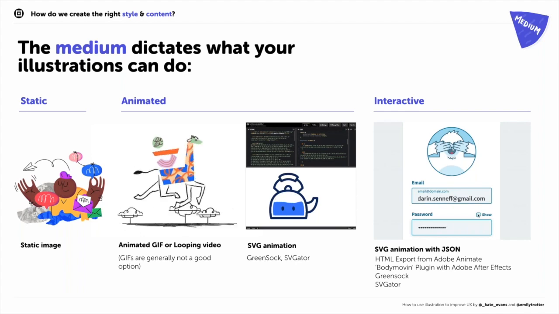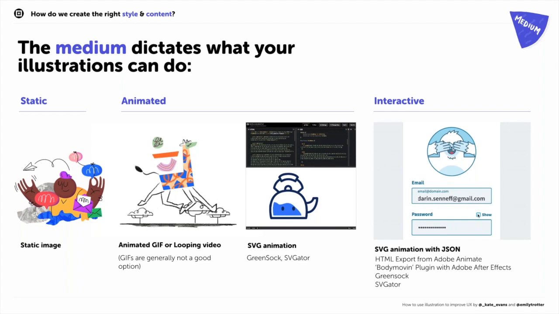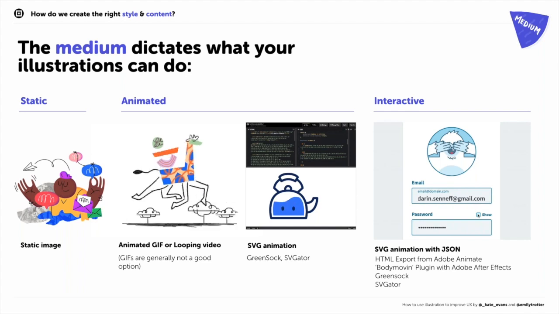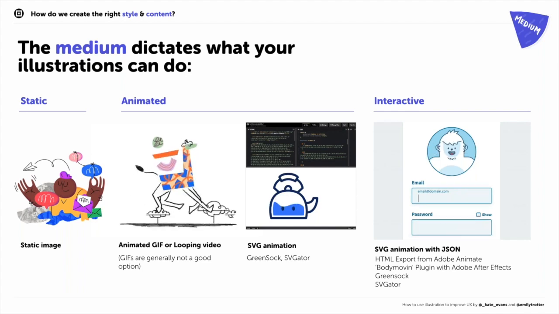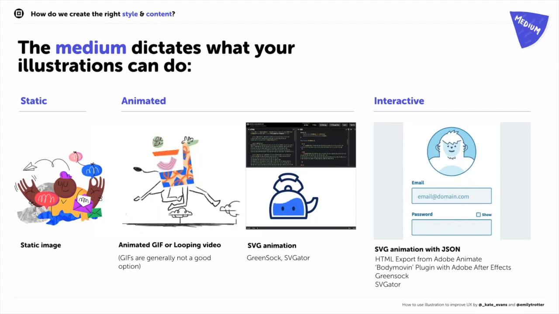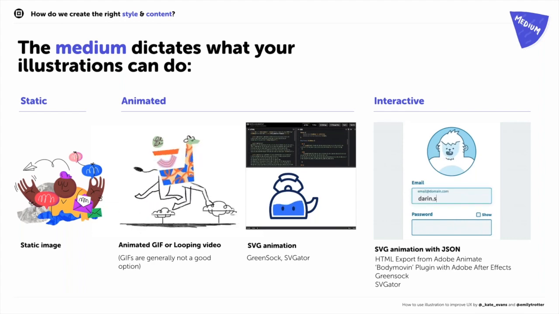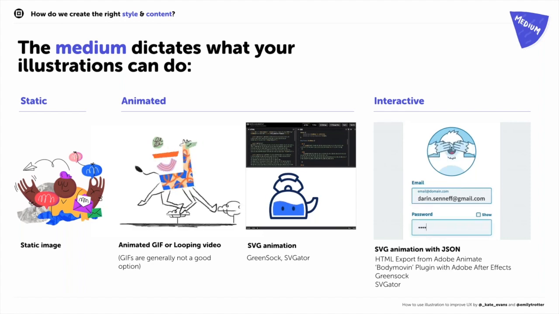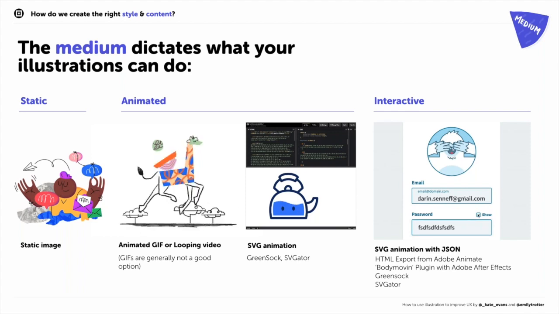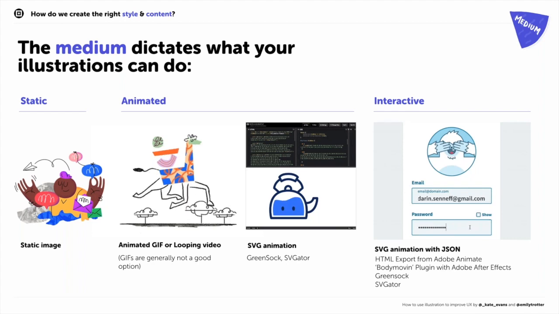And then more advanced still is the interactive animation. This has used similar methods as the SVG. It's lightweight and responsive, but also reacts to the user's interaction. So in this example, the Yeti is watching as the user enters their data and then covers his eyes up when the password's typed in. This kind of interaction requires some development time, so keep that in mind.